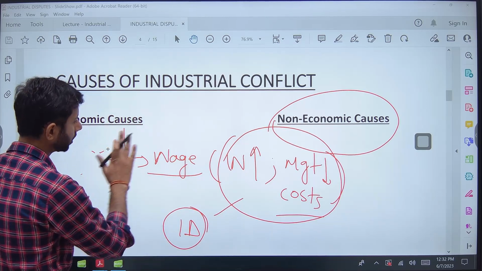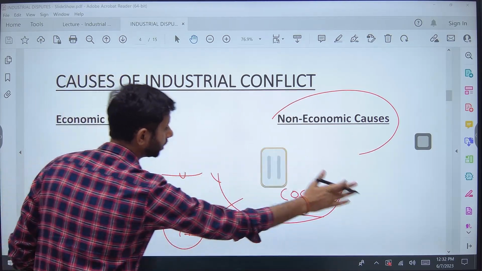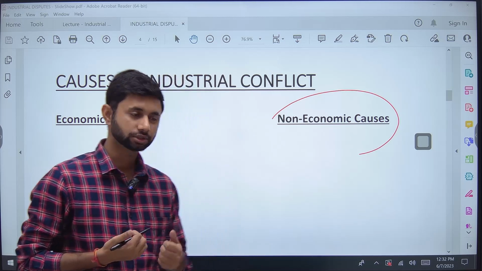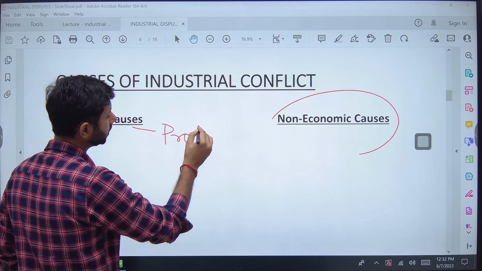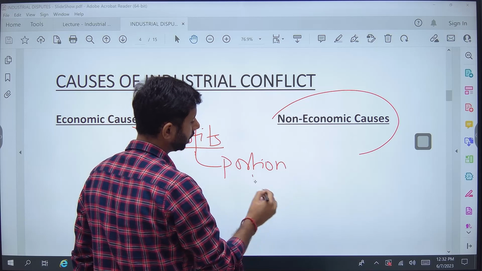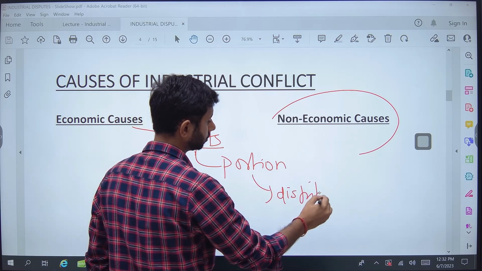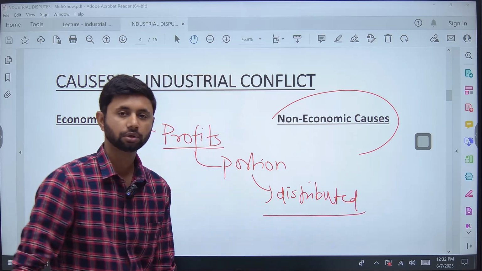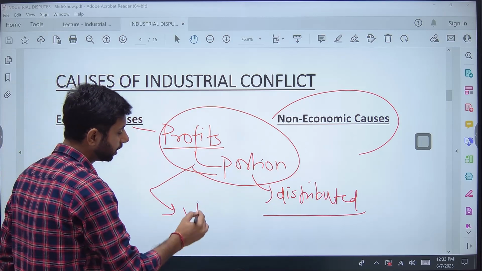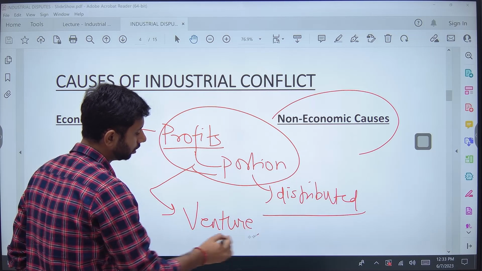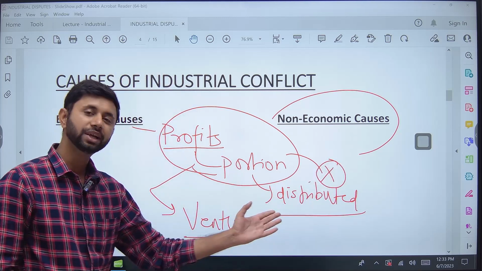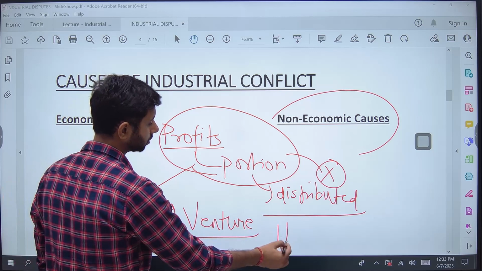Similar is the case with another thing, which is distribution of profits. The workers who have worked very hard for the company to generate such an amount of profits, obviously they would want a portion to be distributed amongst the workers. But management wants the whole profits to be applied in a new venture to generate much more profits, and they don't want to distribute this. Competing interests, hence industrial disputes.